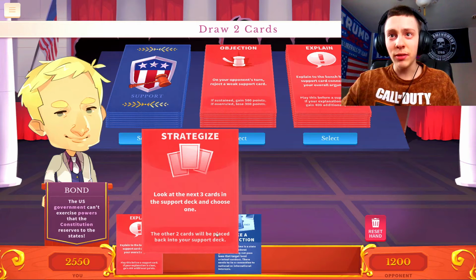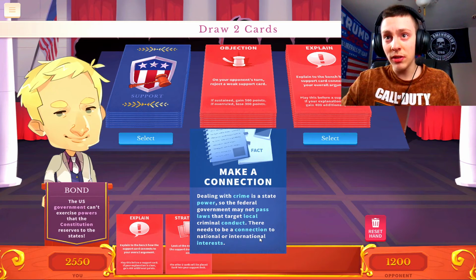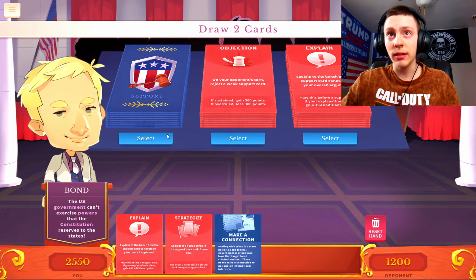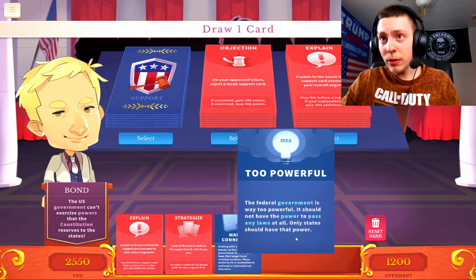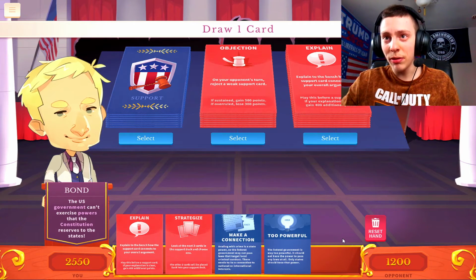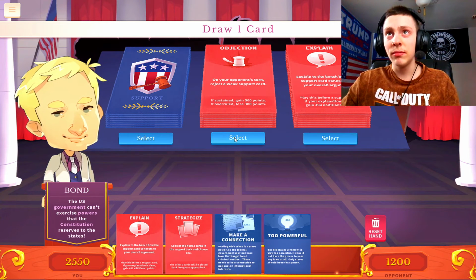Okay, this is the last round. Dealing with crime is a state power, so the federal government may not pass laws that target local criminal conduct. There needs to be a connection to national or international interests. Okay. Let's get support. The federal government is way too powerful. It should not have the power to pass any laws at all. Only states should have that power. That's terrible. I don't think so.